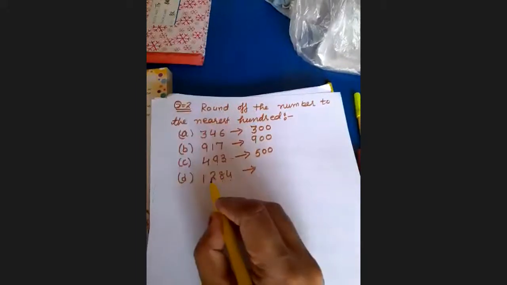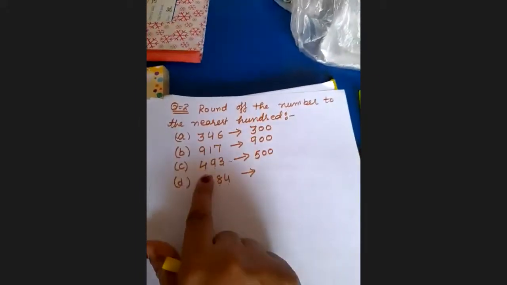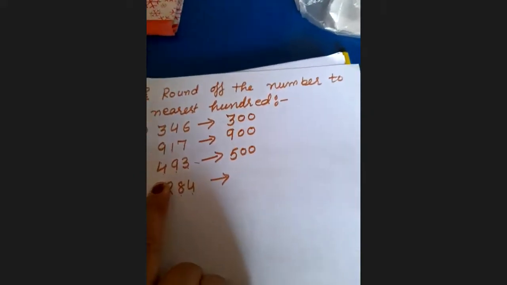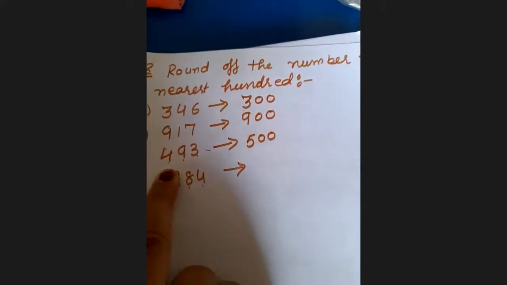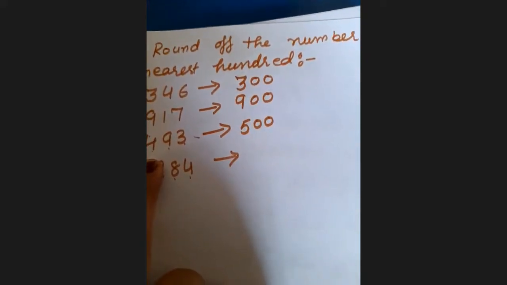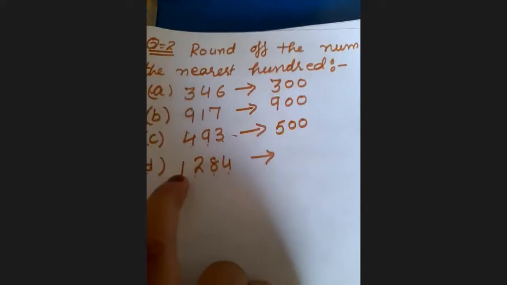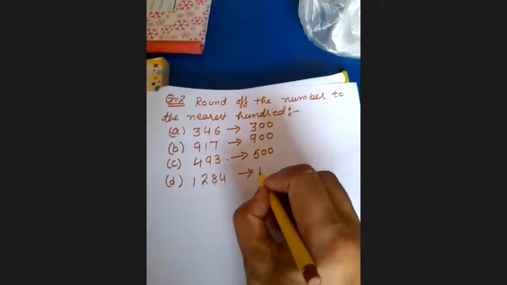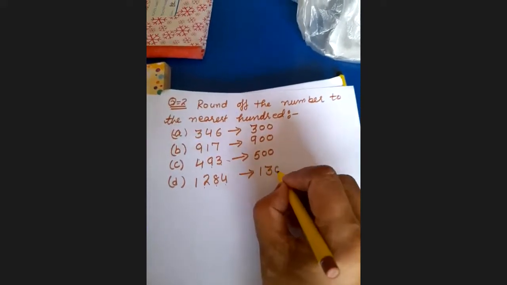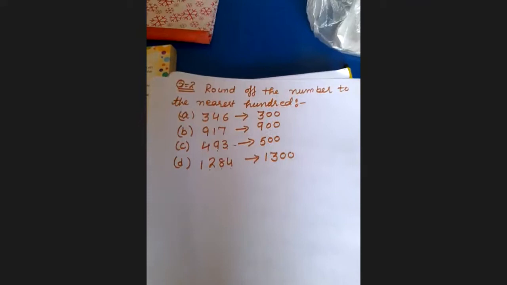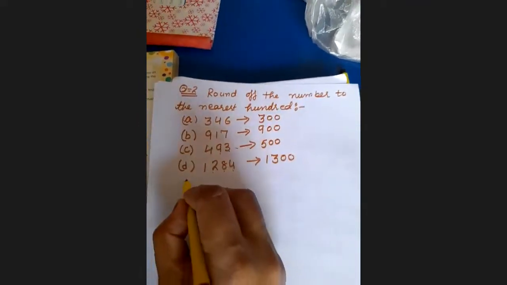1,284. Ones, tens, hundred. So put your finger on the 100 place value. And next number is 8. And 8 is greater than 5. So the nearest value is 1,300. Next is part E.